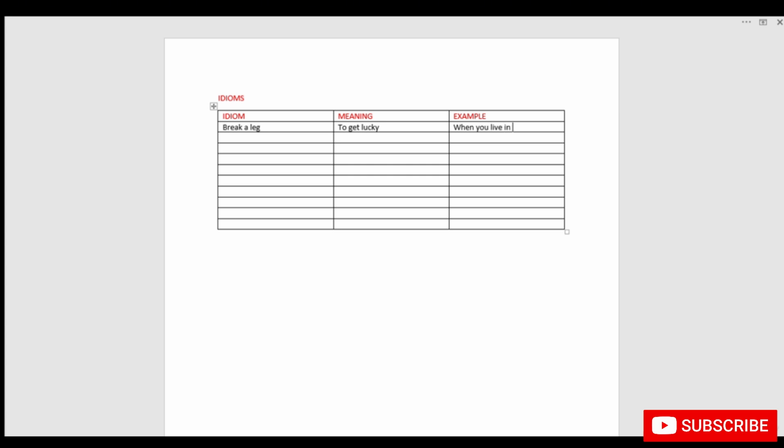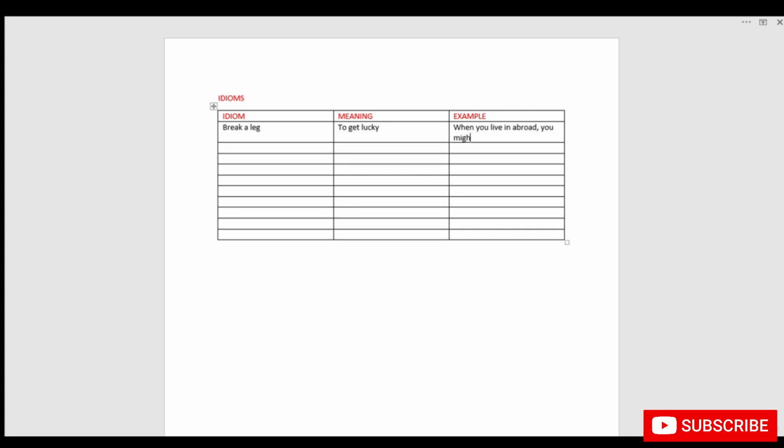When you live abroad, you might break a leg and have a business opportunity. Or you can say have a better business opportunity. Let's imagine that you are writing an essay about the advantages and disadvantages of living abroad. And in your advantages part, you can say, when you live abroad, you might get lucky, you might break a leg. It will be good for you in terms of business. Let's look at the second one.